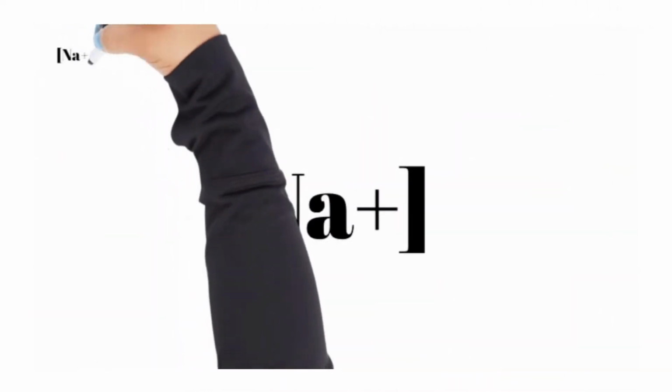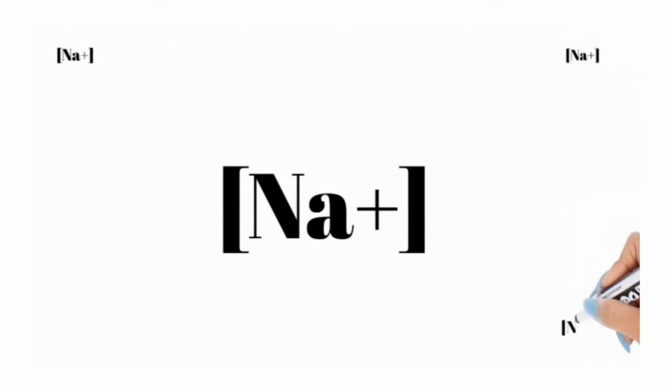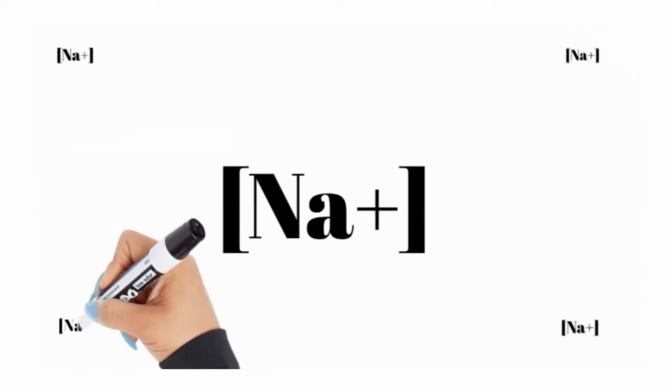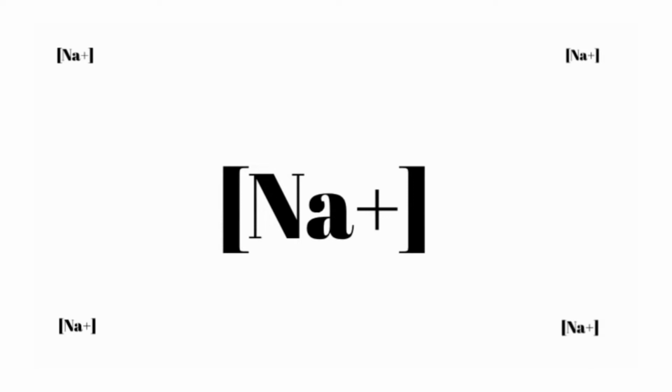Okay, so let's look at this slide right here, which is showing a high concentration of sodium in the middle of this slide. The brackets on each side of sodium are representing concentration. So the way that is read is sodium ion concentration. Once again, that plus sign should be a superscript. In the middle, you can see we have a high concentration of sodium.